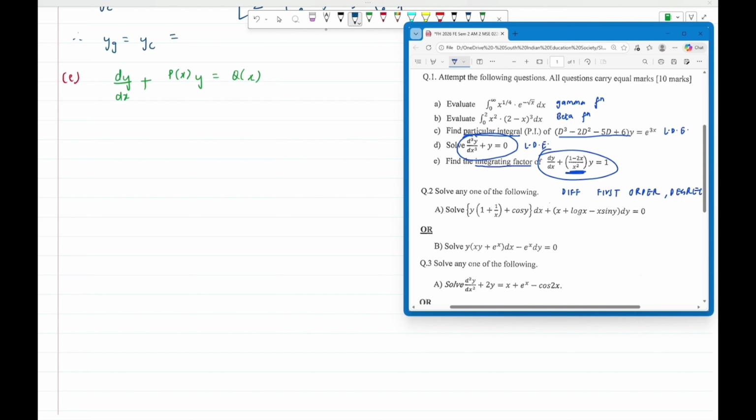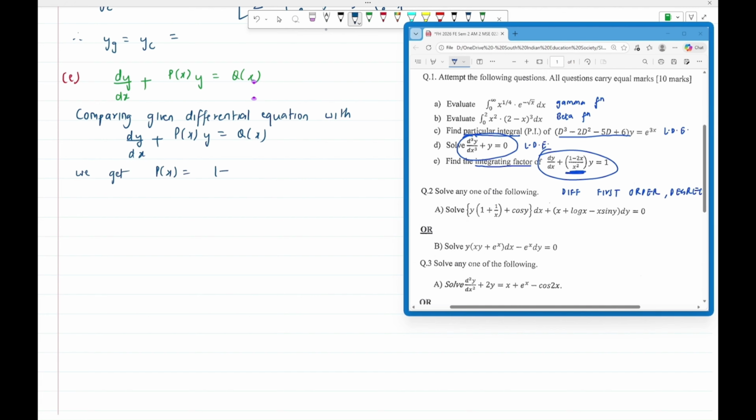So let us rewrite this. Comparing the given differential equation with dy by dx plus p of x into y is equal to q of x, we get that p of x is equal to (1 minus 2x) divided by x square, and we can simplify this as 1 over x square minus 2 by x.